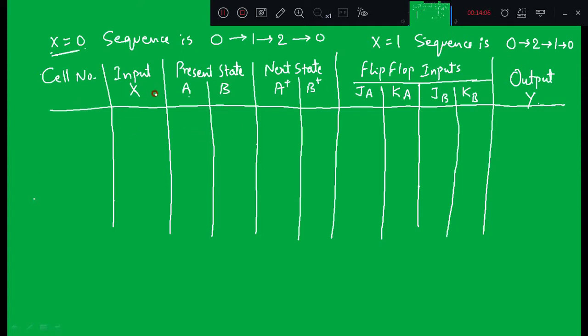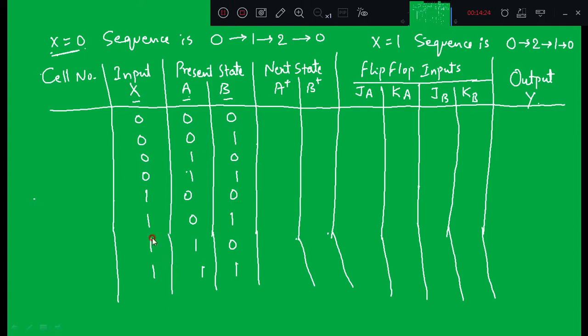So now we will have a total of 3 inputs, X, A and B, right? With these 3 inputs, how many combinations can we write? We can write a total of 8 combinations. Write all 8 combinations.